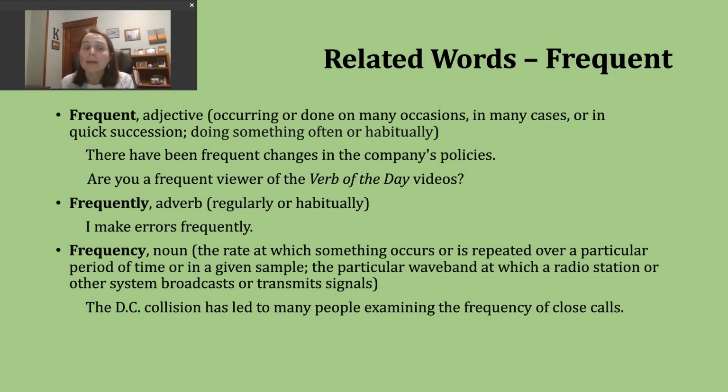Now, a second way you might hear frequency used is more in connection to radio stations. So it has to do with the wave band at which a radio station or another system broadcasts or transmits signals. An example of this might be: is that station on an FM or AM frequency? So, talking about, again, the different wave bands that music and other programming is broadcasted.